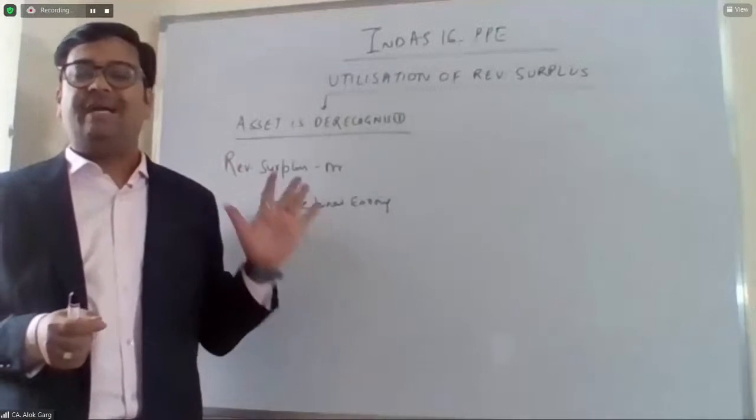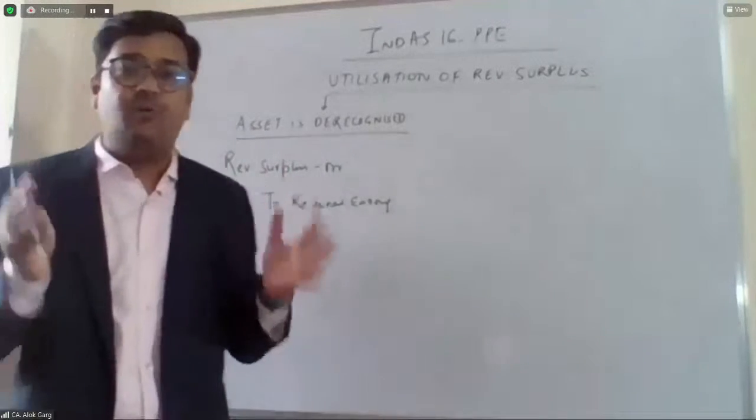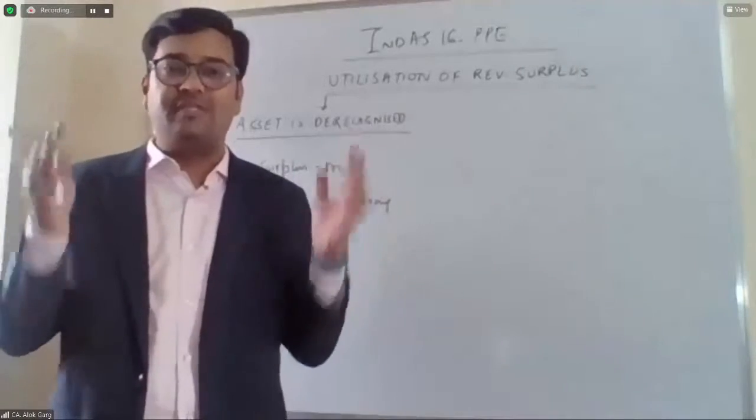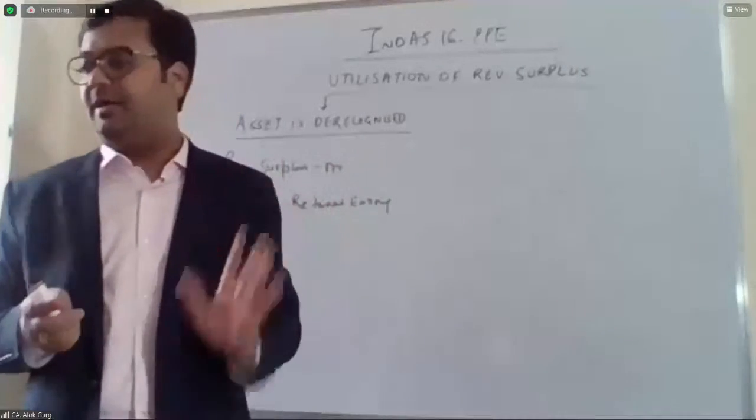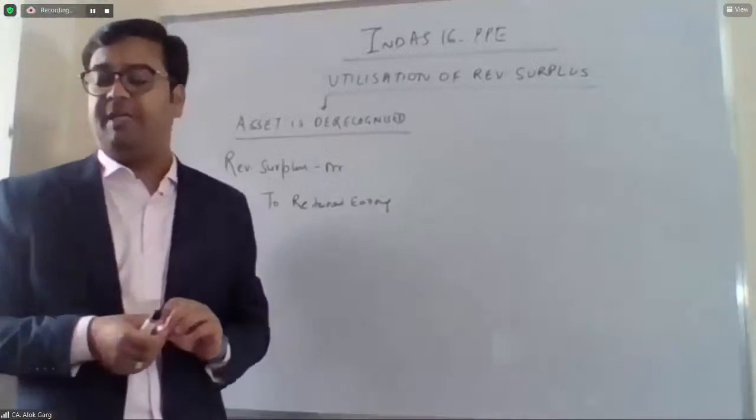So when the asset is derecognized, whatever balance was lying in the revaluation account in your other equity or in your reserves, it will transfer to retained earnings. It goes to equity. Yes, Pujita, you're right. It goes to equity.